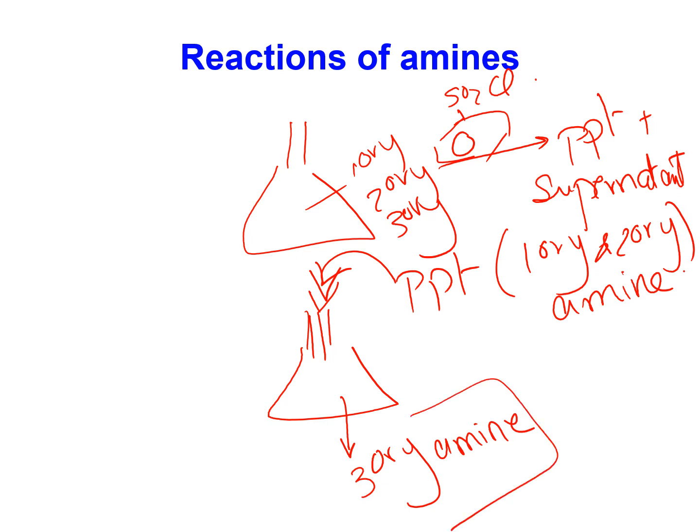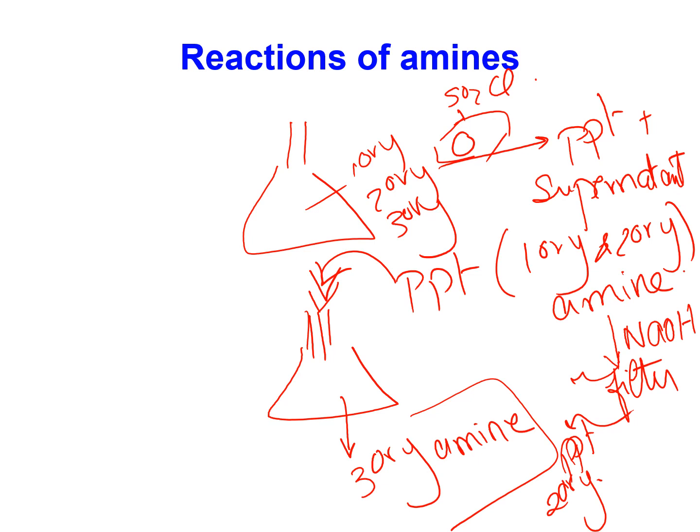Now we have the primary and the secondary together. All you need to do is add some sodium hydroxide to them and, again, filter. Now the precipitate is the secondary amine because it will not dissolve when you add the base, and the supernatant is the primary amine because it will dissolve once you add a base to it. This is how you can use Hinsberg to separate or differentiate primary, secondary, and tertiary amines from each other.